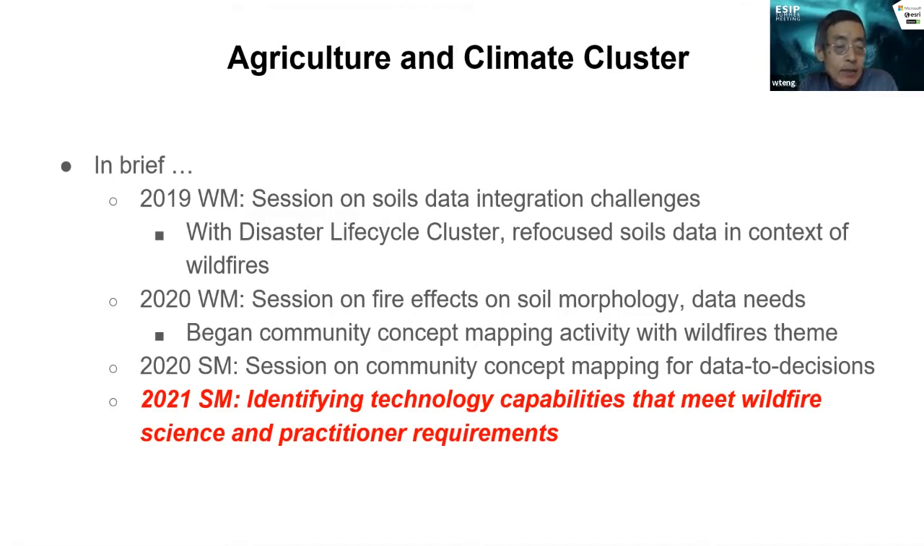And then last year, 2020, in both the winter and summer meeting, we had two sessions, both related to community concept mapping with the focus on the wildfires theme, as well as mapping data to decisions. And that's how we came to this session here today.